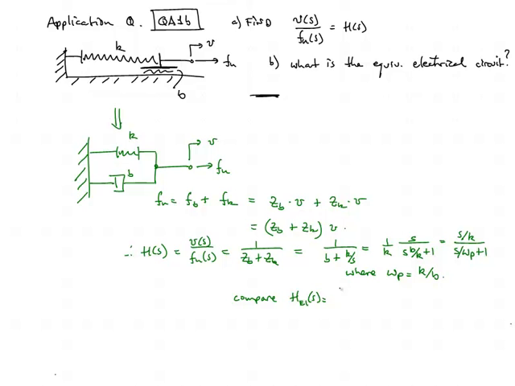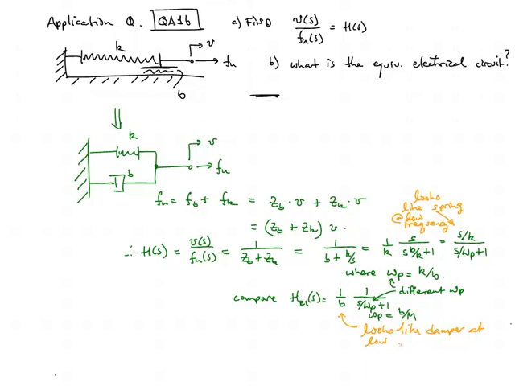We compare this to our previous example, problem E1, where we had 1 over B rather than S over K divided by a similar denominator. The omega p in this case is different than the one in problem E1. Here it is K over B, and in problem E1 it was B over M. And when we think about this, we realize that at low frequencies, the system behaves as a spring in this case, whereas in problem E1 at low frequencies, the system behaved as a viscous damper.